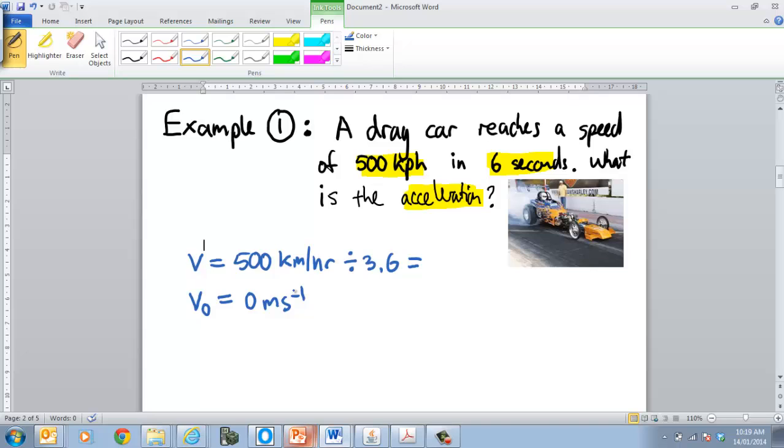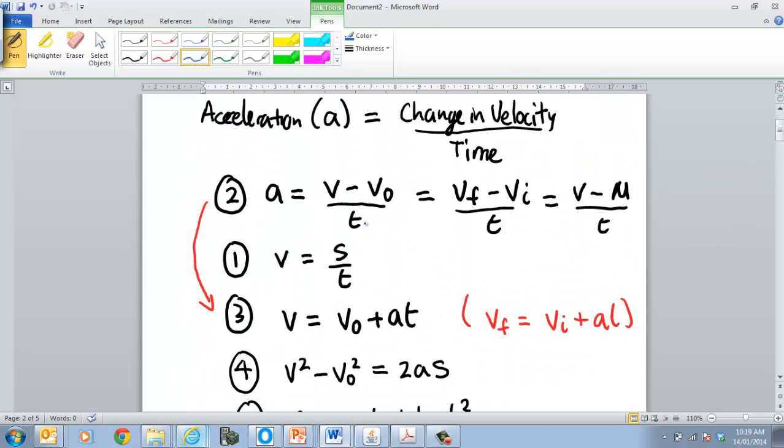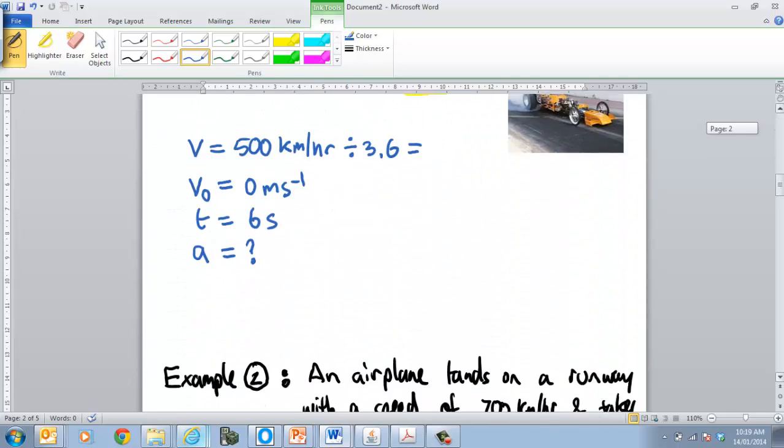Okay, so the next thing I need to do is I need to know the time it takes to do that, which is 6 seconds. And then the thing that I want to find is my acceleration. So I've got all my information down here. What I need to do now is go and pick a formula. Now, this one here has got acceleration, final velocity, initial velocity, and my time. So clearly, I'd be best to use formula number 2.